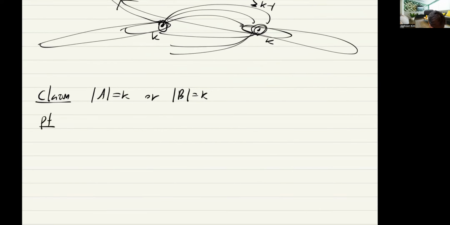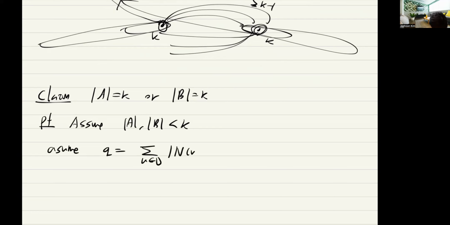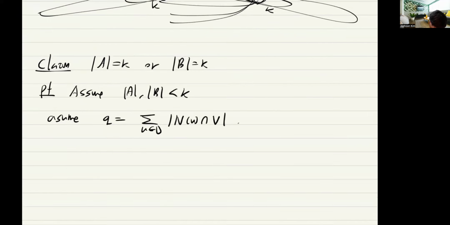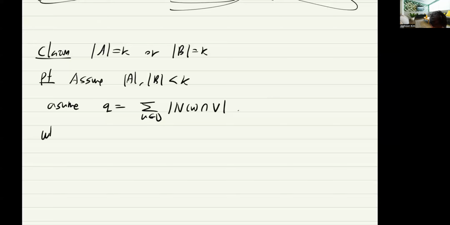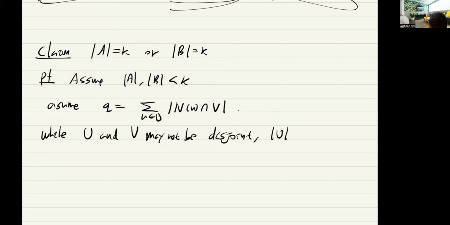So proof of this claim. Assume that both of them are smaller than K. And assume Q is the number of edges between them. And we know that the U and V may not be disjoint. We know that the U and V have both size K.